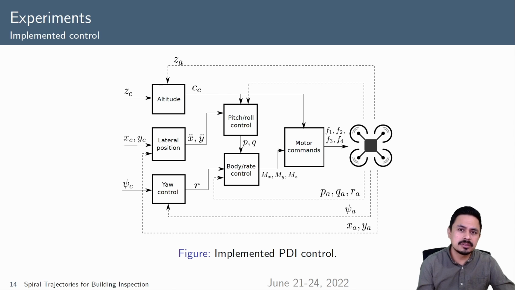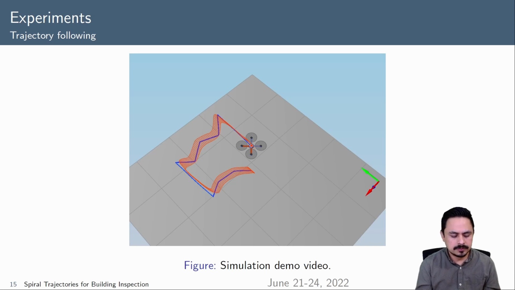To test the method, we have implemented a PID cascade controller. So to observe the trajectory, I'm going to show you a video.